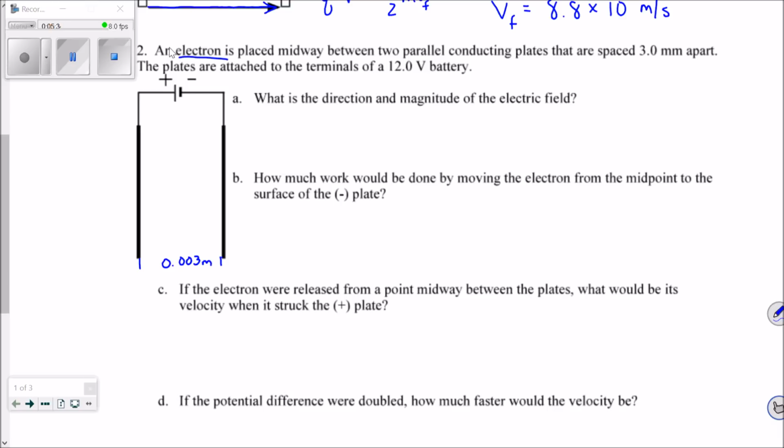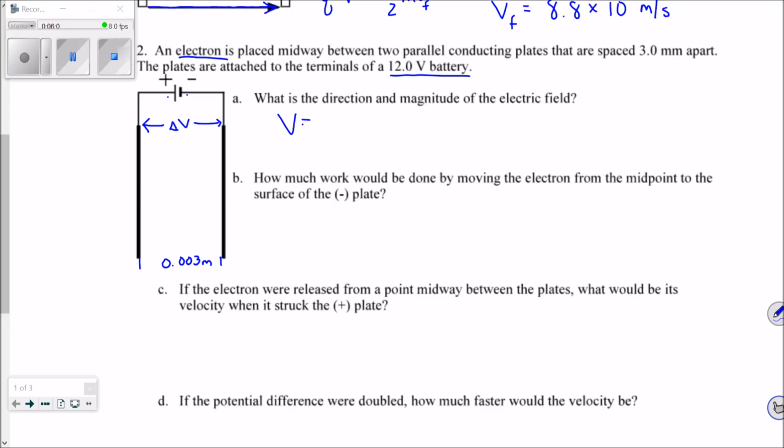We have the terminals of a battery, 12 volts. That's going to be the potential difference between the positive and negative end of our battery, which means we're going to have that same difference in potential when I compare the two plates that are connected to those opposite ends of the battery. What is the direction and the magnitude of the electric field?